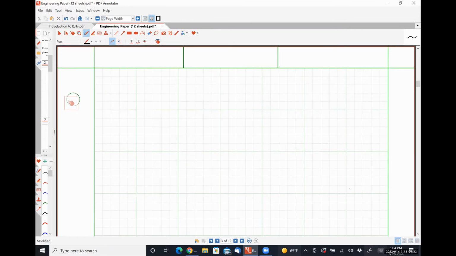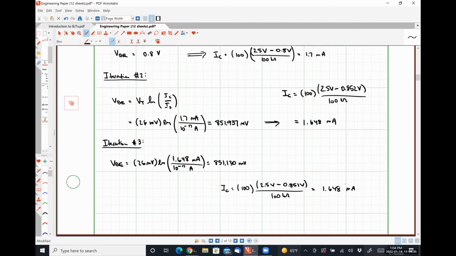This keeps scrolling slightly too much and it's ticking me off. VCE is going to be 2.5 volts minus our 1 kilo ohm resistance times our value of IC. Somebody throw those numbers in their calculator real quick and tell me what you get.